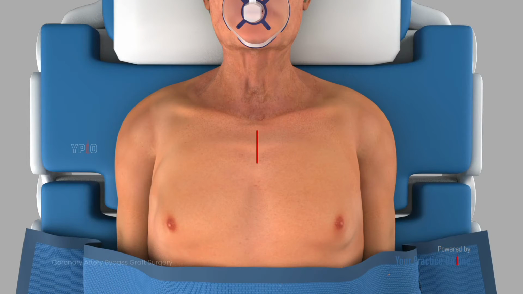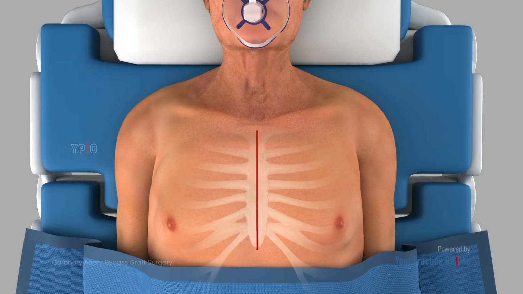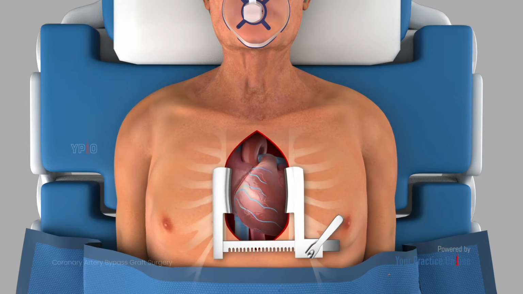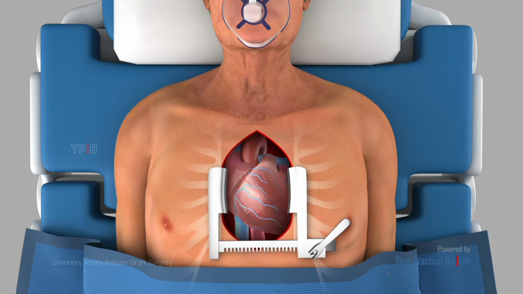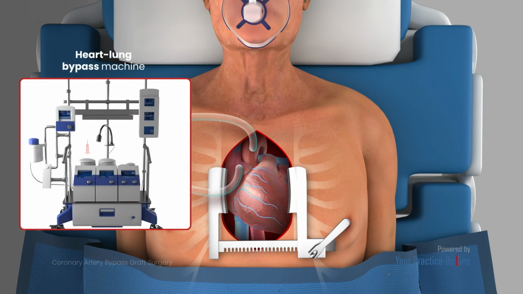Your surgeon will make an 8 to 10 inch long incision down the middle of your chest bone, sternum. Special instruments called retractors are used to spread the ribs apart so the surgeon can access the heart. Your surgeon will inject a medicine or use electric shock to stop the heart beating. While your heart is stopped, the blood will be redirected to a heart-lung bypass machine which functions similarly to your heart and lungs, supplying oxygen to the blood and keeping blood circulation moving.